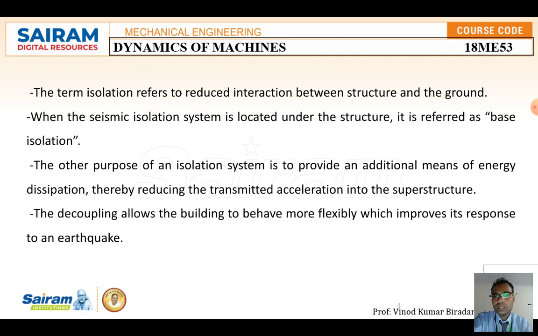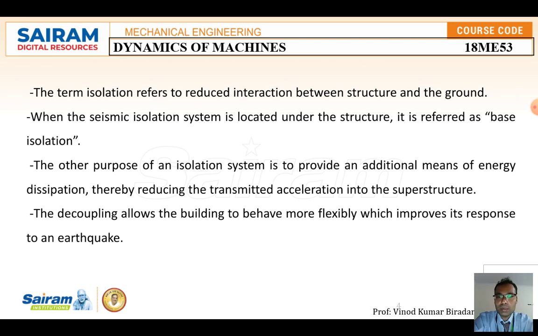The term isolation refers to reducing the interaction between the structure and the ground. The structure is nothing but the machine component, which is fixed on the ground level, so you are reducing the interaction of vibration between the machine component and the ground level. When the seismic isolation system is located under the structure, it is referred to as base isolation. When the machine is fixed on the ground level, you call it base isolation.